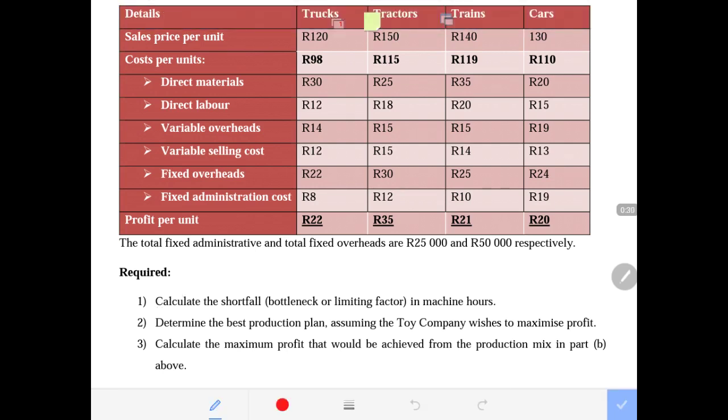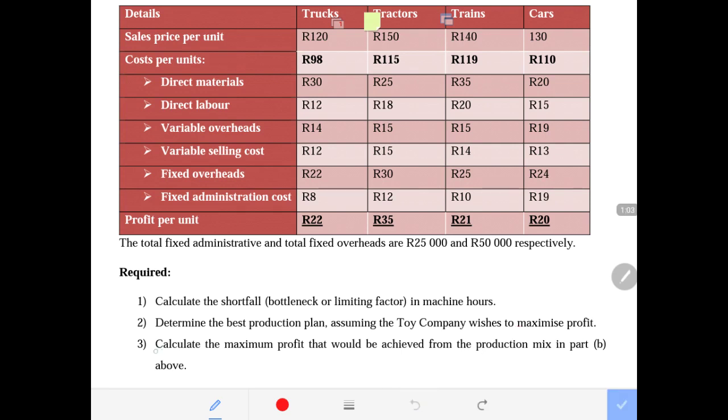We are required to calculate the shortfall or the bottleneck or the limiting factor in machine hours. They already state that machine hours is the limiting factor. Then we are to determine the best production plan, meaning the number of units, assuming that the toy company wishes to maximize the profit. Take note of the words maximize profit.